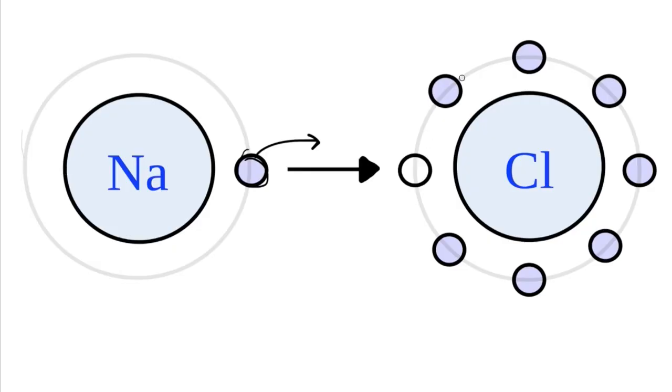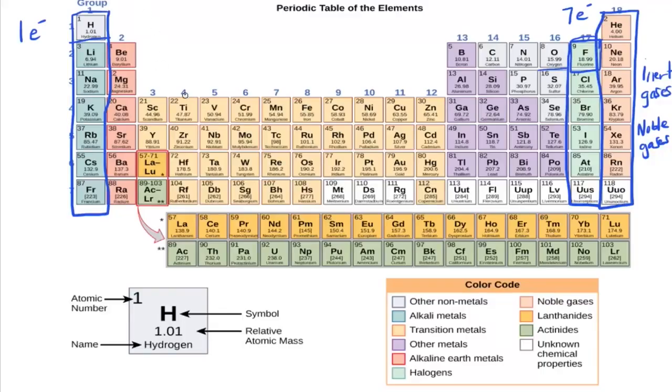Chlorine, on the other hand, has 7 electrons in its valence shell. It just needs 1 to be happy and have a full valence. So by accepting this electron from sodium, it has a full valence shell. Now let's look at the periodic chart just so we can see where sodium and chlorine lie on the periodic table, and how we determine that they actually have 1 valence and 7 valence electrons.